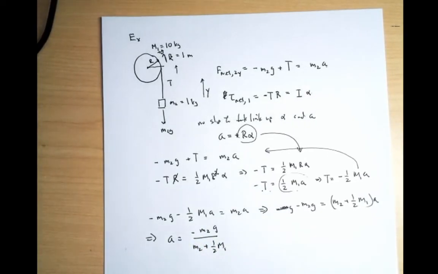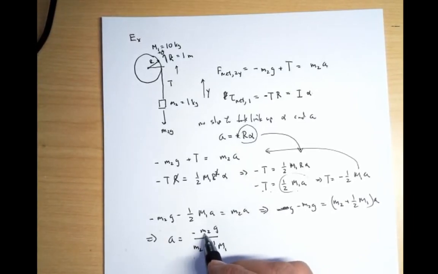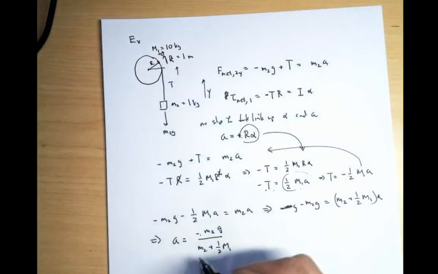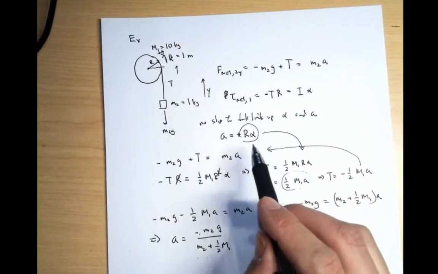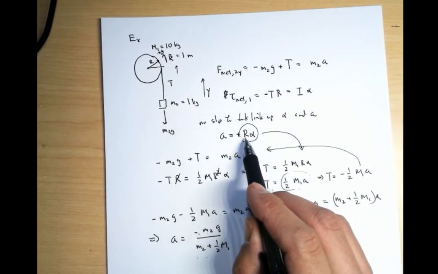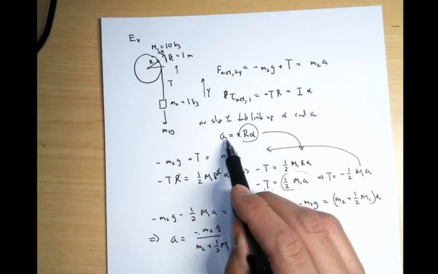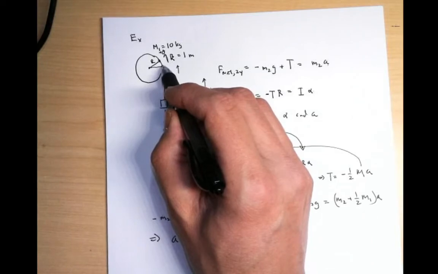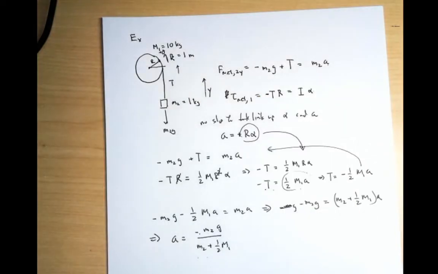All right? Let's go ahead and check everything. First of all, M2 and M1 are positive, so this is positive here. G is basically 10 meters per second squared, so this is a positive value. So this overall is negative. Does that make sense? This thing's falling downward. So yes, it's negative, right? That makes sense. And because it's related via the no slip condition, if a is negative and R is positive, that means alpha is negative too. Does that make sense? Yes, alpha is negative because it's rotating in the clockwise direction. So all that checks out.